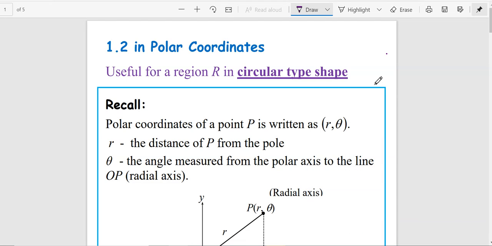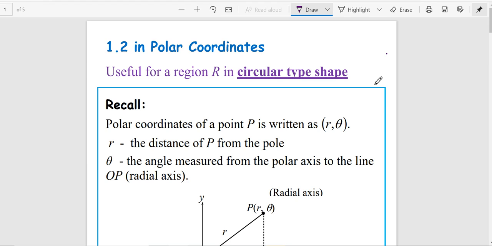Okay, now for the second subtopic, double integral in polar coordinates. Why do we introduce double integral in polar coordinates? When you have a shaded region in a circular type shape, it will be easier to solve the double integral by using polar coordinates, for this kind of region.